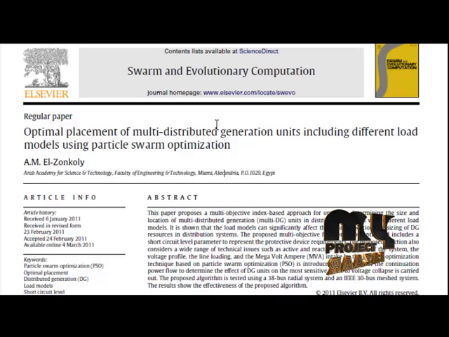Optimally determining the size and location of multi-distributed generation units for improving power quality using EV-MOGA. To determine the size and location of multi-DG units in distribution systems with different load models, EV-MOGA is used as the optimization algorithm. A 38 bus radial system and an IEEE 30 bus meshed system are tested in the proposed algorithm.